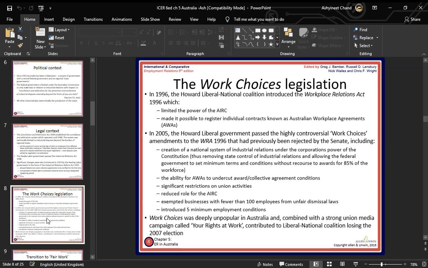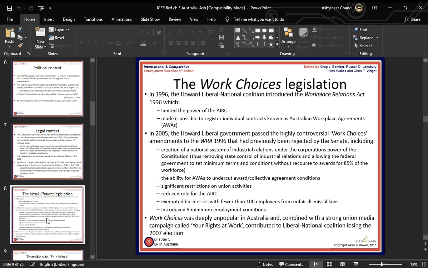Let's look at the Work Choices legislation, the Work Choices Act. In 1996, the Howard Liberal National Coalition introduced the Workplace Relations Act of 1996, which limited the power of the AIRC, that's the Australian Industrial Relations Commission, and also made it possible to register individual contracts known as Australian Workplace Agreements, AWAs.